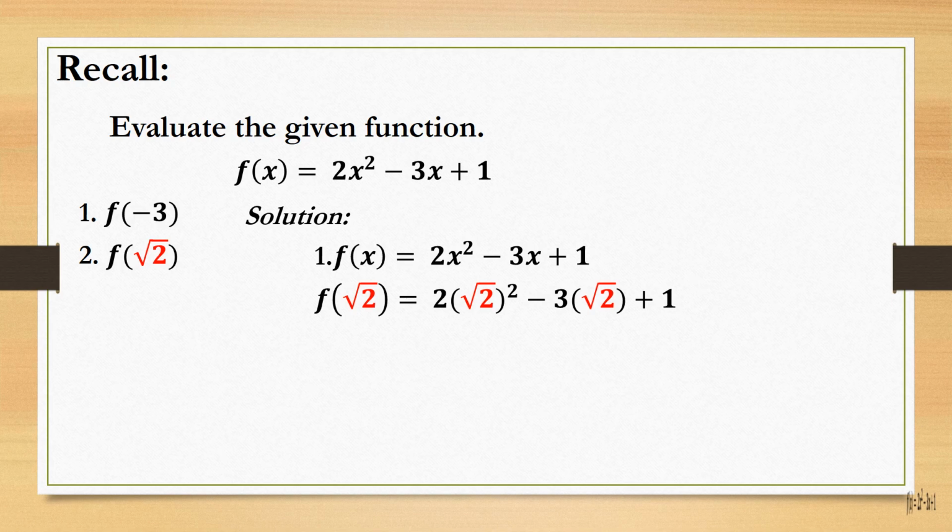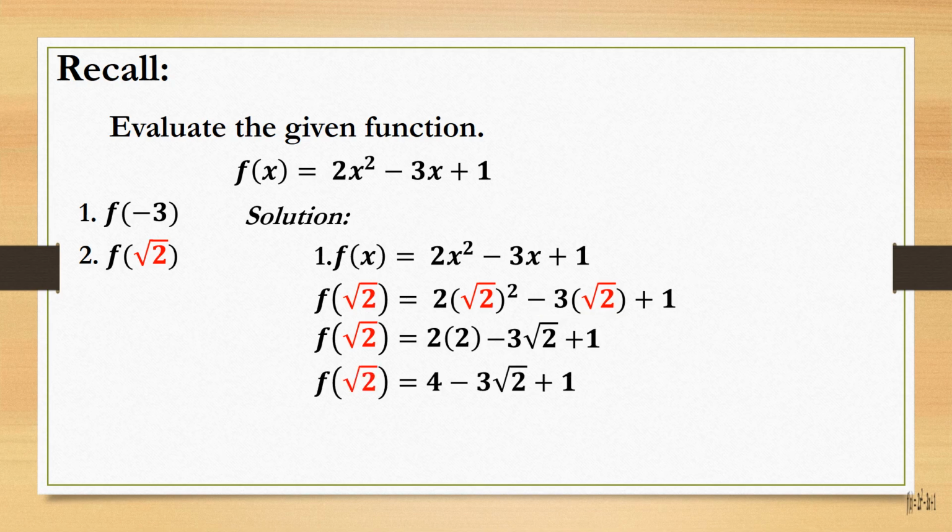Then simplify. Since the square root of 2 squared is positive 2, we have 2 times 2. While negative 3 times square root of 2, we can simplify this by writing negative 3 square root of 2, plus 1. Then simplify. So we have 4 minus 3 square root of 2 plus 1.